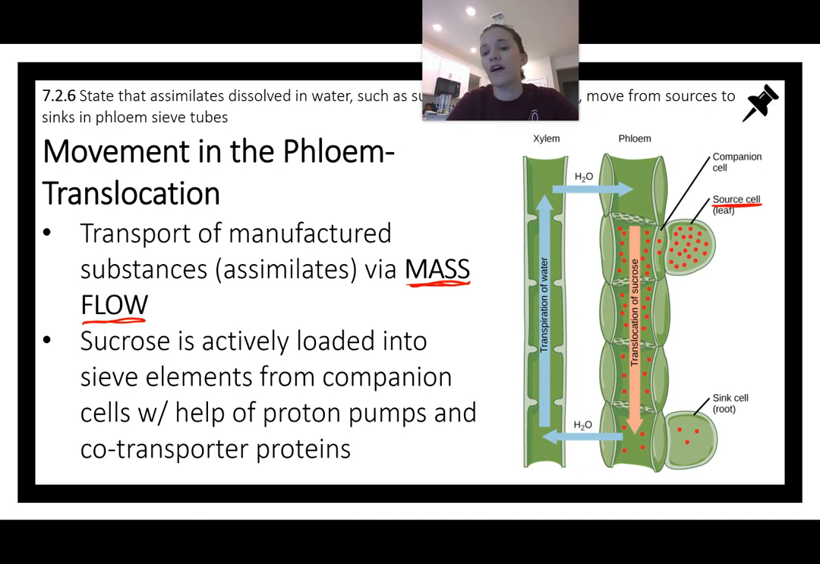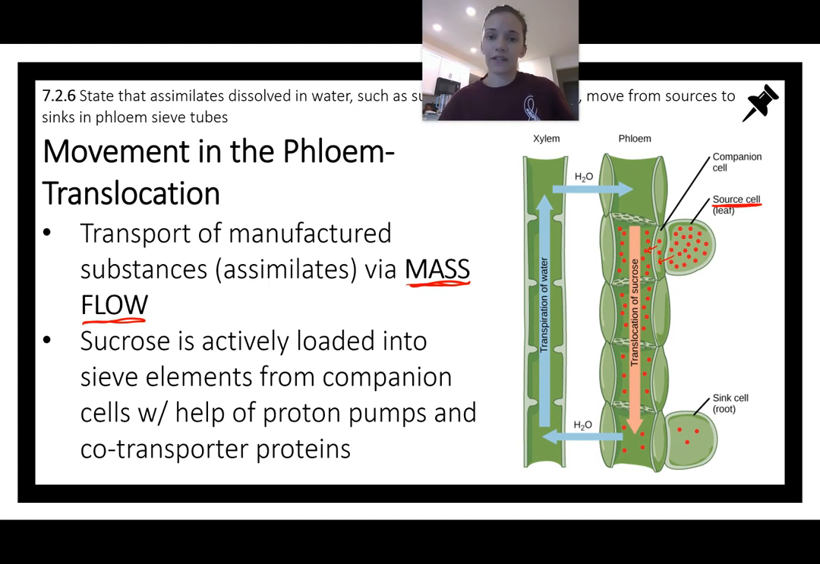from the source, which is producing these red dots, or sucrose. So the source is going to be a leaf or a storage organ or something that has a ton of sugar in it. It's going to diffuse sucrose into the companion cells, and then the companion cells can move it into the sieve elements. That can be passive or active depending on how much is where and what's needed. But there are proton pumps and co-transporter proteins, just active transport mechanisms, ready to do that. But it just kind of depends what the concentration is of what and where and when.